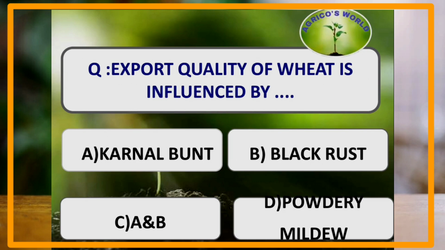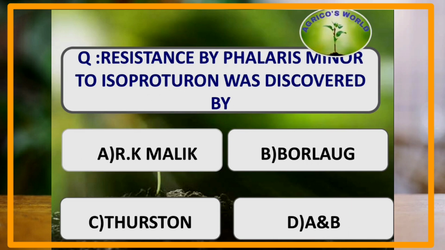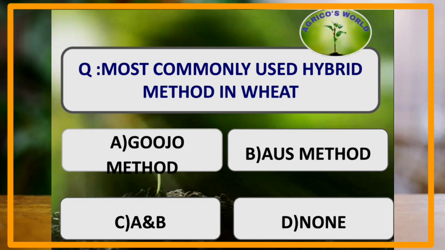Export quality of wheat is influenced by? The export quality of wheat is influenced by the kernel bunt, and kernel bunt can be determined by the NaOH test. Resistance by Phalaris minor to isoproturon herbicide was discovered by? The resistance of Phalaris minor to isoproturon was discovered by the scientist R.K. Malik. Most commonly used hybridization method in wheat is? The most commonly used hybridization method in wheat is the Gojo method.